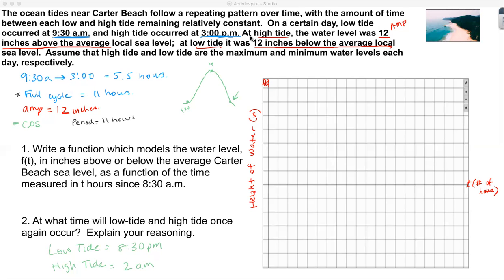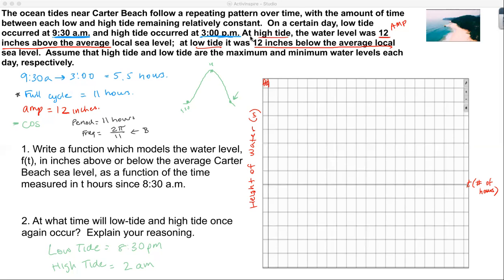Right? Now, how do I find the frequency? To find the frequency, I essentially just take my full cycle or my period of 11 hours and use that formula, right? If I'm looking for frequency, I use 2 pi over 11. The period is 2 pi over b. I take that period of 11 and put it in the denominator. So this is telling me that b, or my frequency, is going to equal 2 pi over 11.